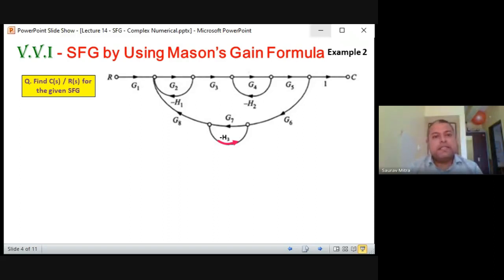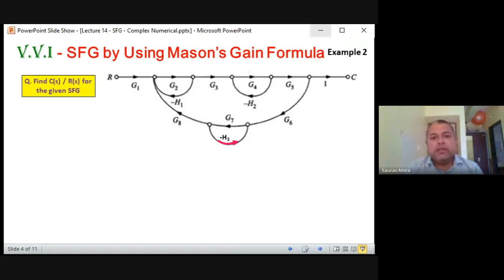Okay, so after this very basic first example, let us take a little more complicated example with a greater number of loops in that. That is the second example. It is very important because in this example there is a very special feature.